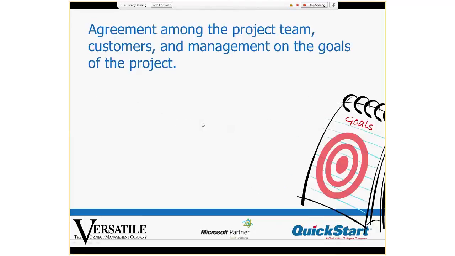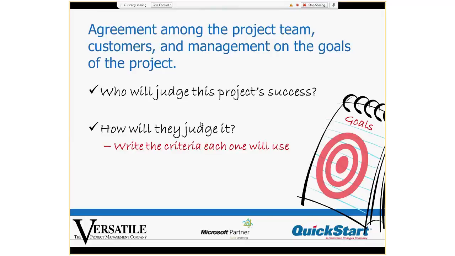Number 1, agreement among the project team, customers, and management on the goals of the project. So here's the first way to evaluate this, and I want you to evaluate your project. How does it measure up against all these factors as we go? Can you name everyone that will judge the project's success? This applies to specific people and to groups of people. For every person that will judge the project, do you know what criteria they will use? Is it clearly written down? If not, can you write it down?